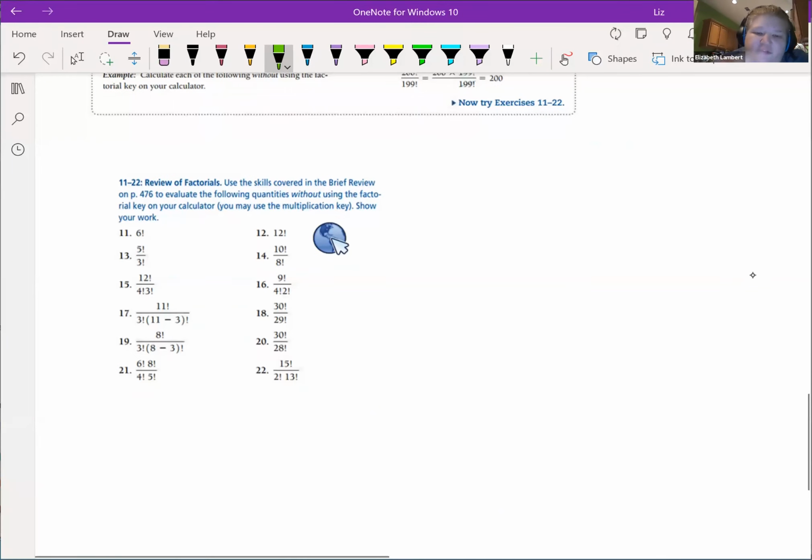All right, so here we've just got some crunching practice with factorials. In particular, I want to look at 17 and 19, because we are going to see problems like that, and then 15 and 16. So let's start with 15.